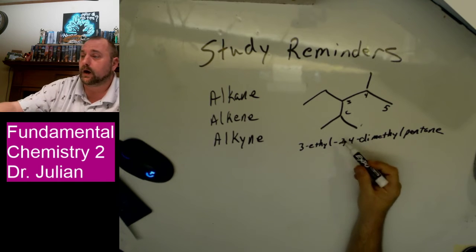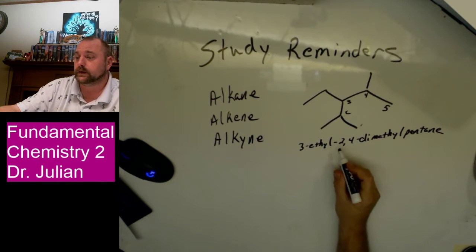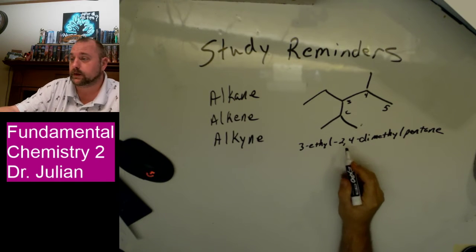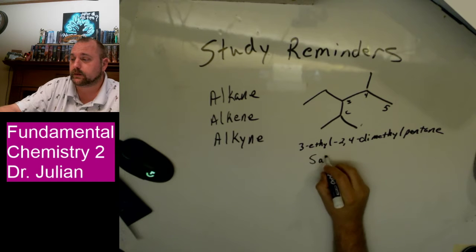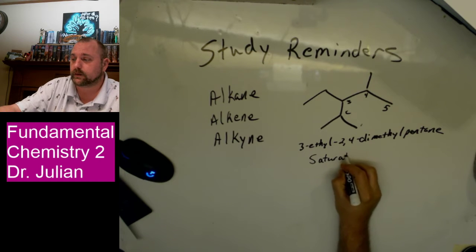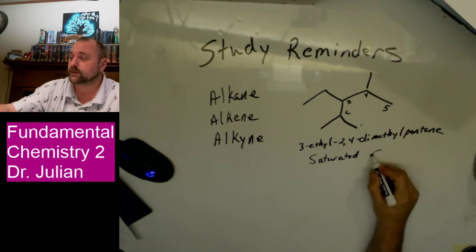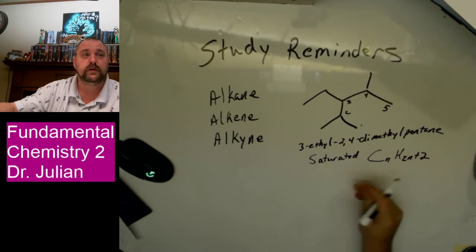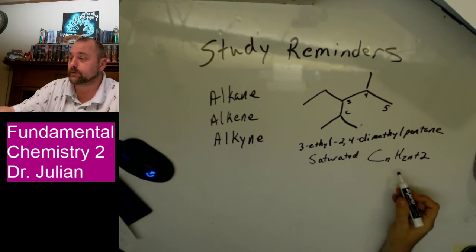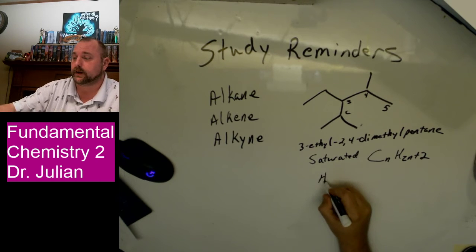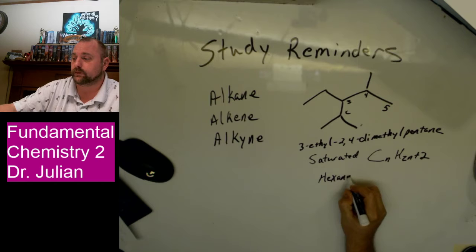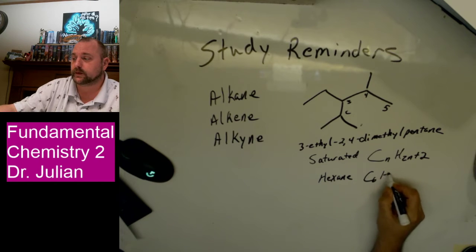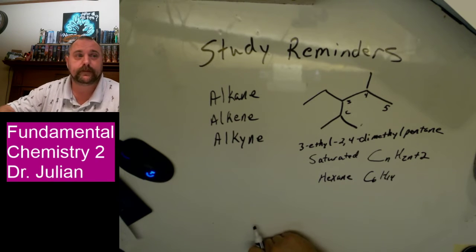We want to know that it's going to be saturated. In other words, it follows the formula CnH2n+2. So if I gave you a compound and I said hexane, you could figure out that it was C6H14.